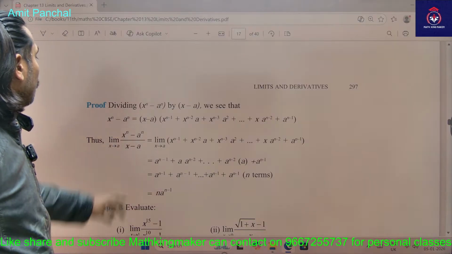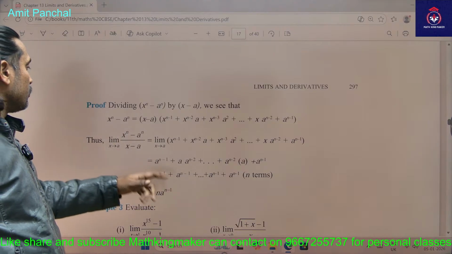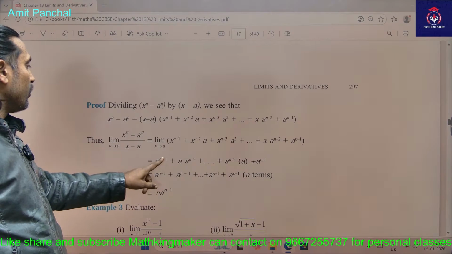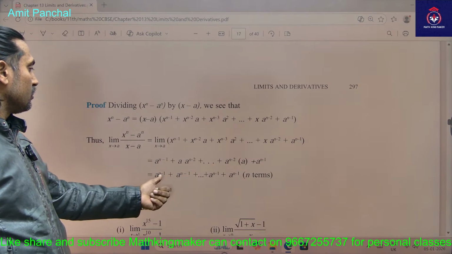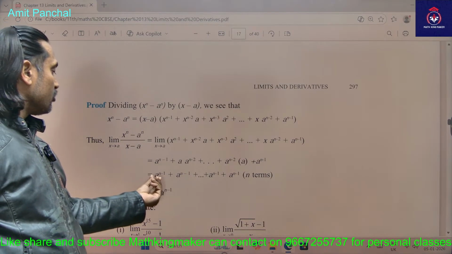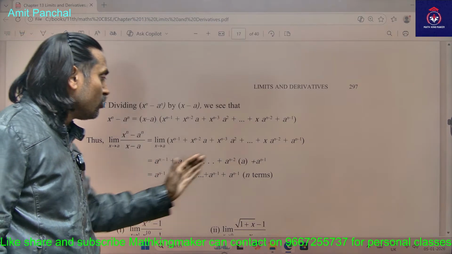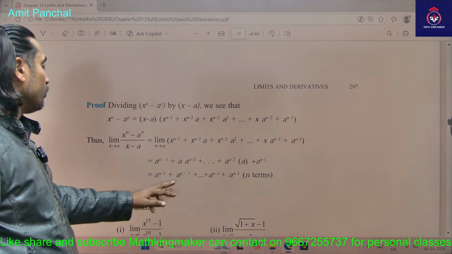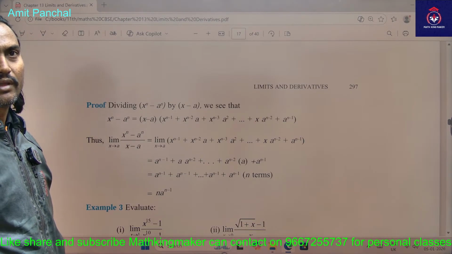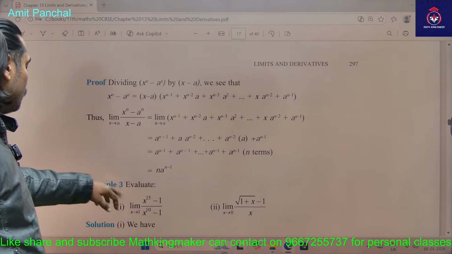Now just take x minus a that side and put limit x tending to a on both sides. If you put x tending to a here, you will get a to the power n minus 1, up to n terms. The same term you are getting again and again, a to the power n minus 1, up to n terms. So you will get n a to the power n minus 1. Got it? Yes, sir. Now this formula you just have to use in this example 3.